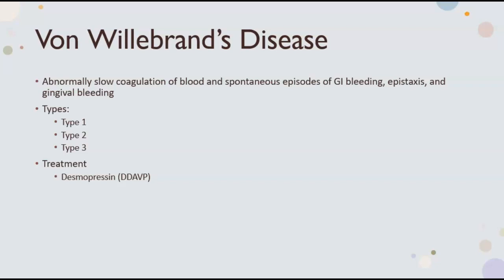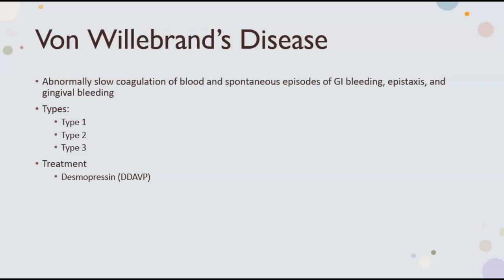There are different types of von Willebrand's disease. Type 1 is lower levels of von Willebrand, which is more quantitative. Type 2 is where they have enough levels of von Willebrand, but it has an abnormality, so this is more qualitative. And then type 3 is going to be your total deficiency.